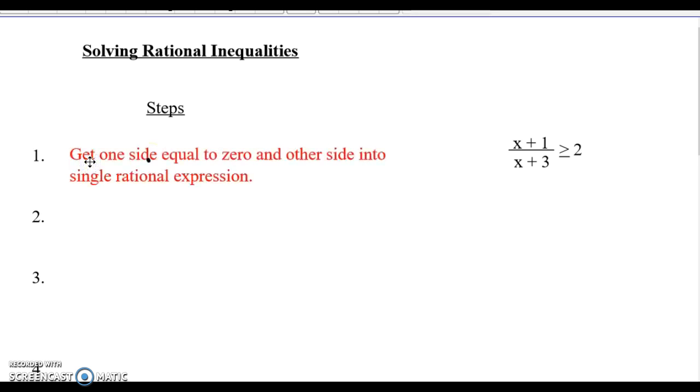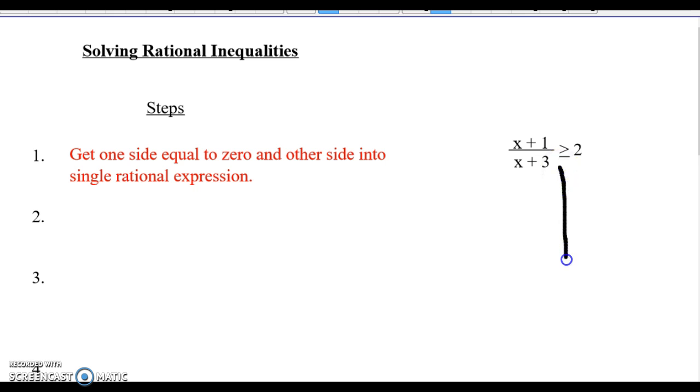Solving rational inequalities. This one says (x + 1)/(x + 2) is greater than or equal to 2. I don't want it greater than or equal to 2. I want it greater than or equal to 0. Whatever will I do? Well, let's check. It says get one side equal to 0 and the other side into a single rational expression.